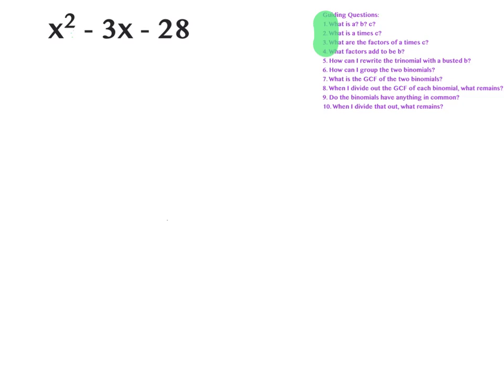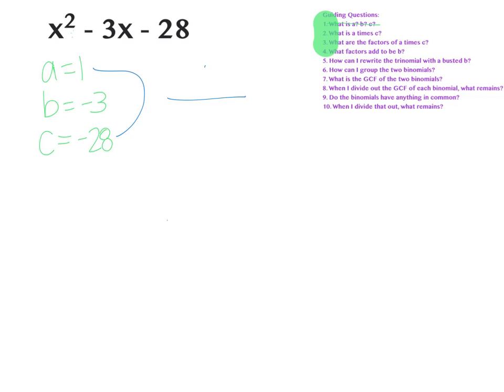All right, so to solve this, I'm always starting with A, B, and C. So when I look at this, A is 1, B is -3, and C is -28. So the first question, what is A, what is B, what is C? All right, the second question, what is A times C?